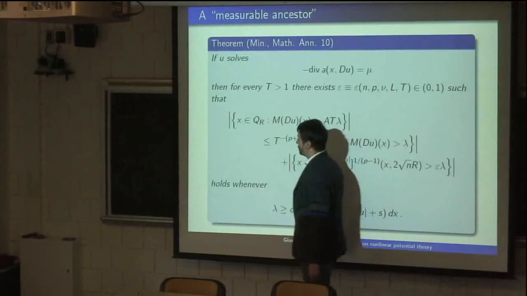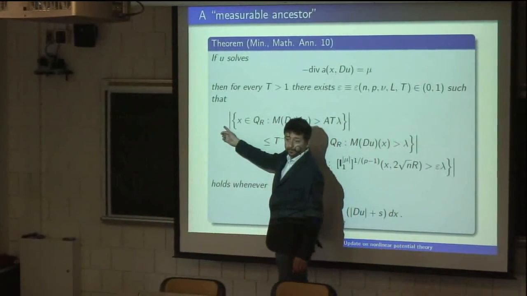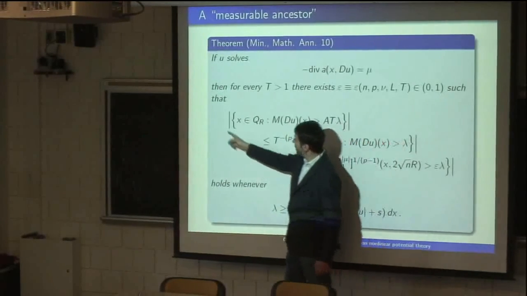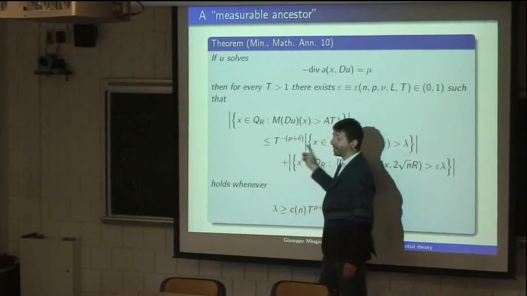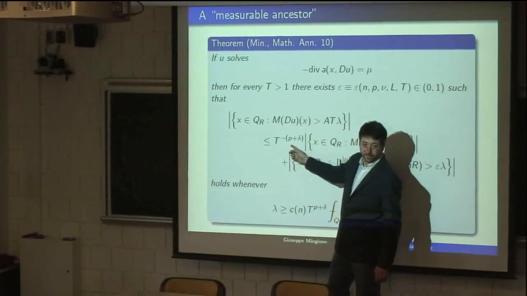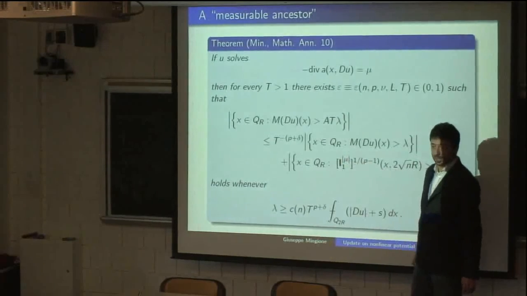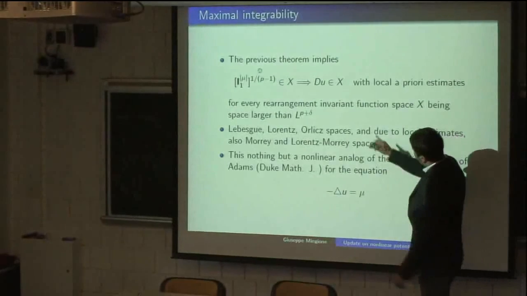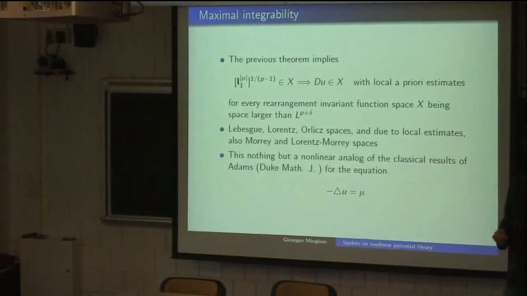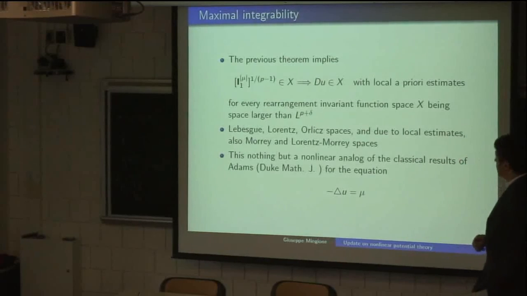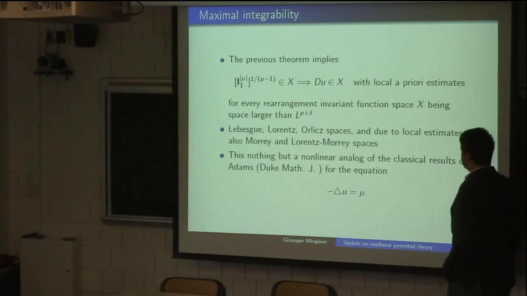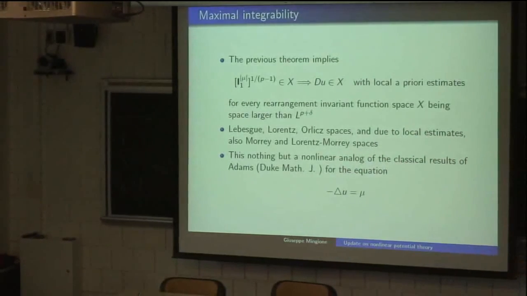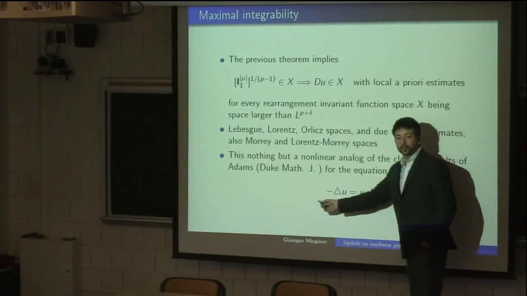How do you observe this? You just multiply this by lambda and integrate, and you observe that you multiply by lambda to the q minus 1, and you can reabsorb this term only if you are considering the space L^q with q less than p plus delta. In particular, this is a local analog, and this implies exactly this. The gradient is in the same space as this Riesz potential, as long as q is larger than p plus delta. So once again, these things follow, and essentially this is a nonlinear analog of the classical result by Adams.